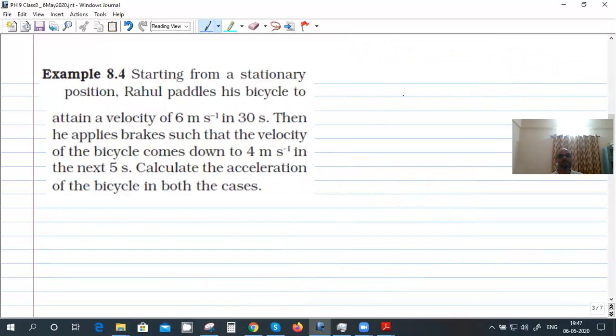Okay. What about this one? Starting from stationary, it attains 6 meters per second in 30 seconds. Then brakes, velocity comes down in 5 seconds. Calculate the acceleration in both cases.